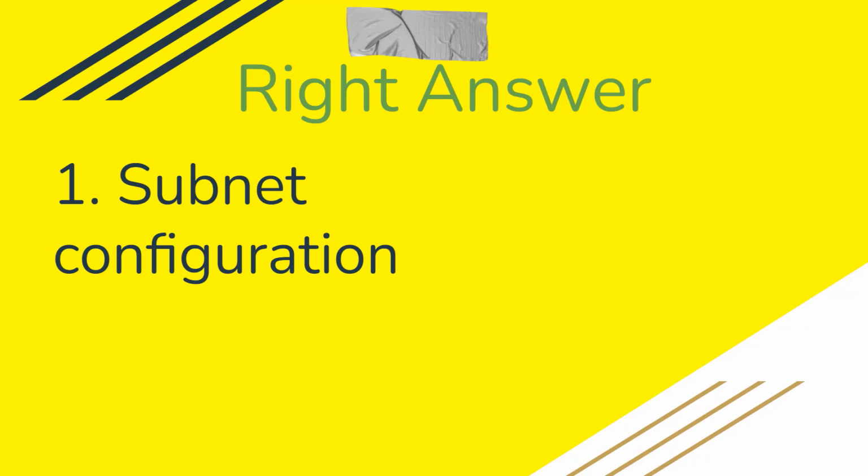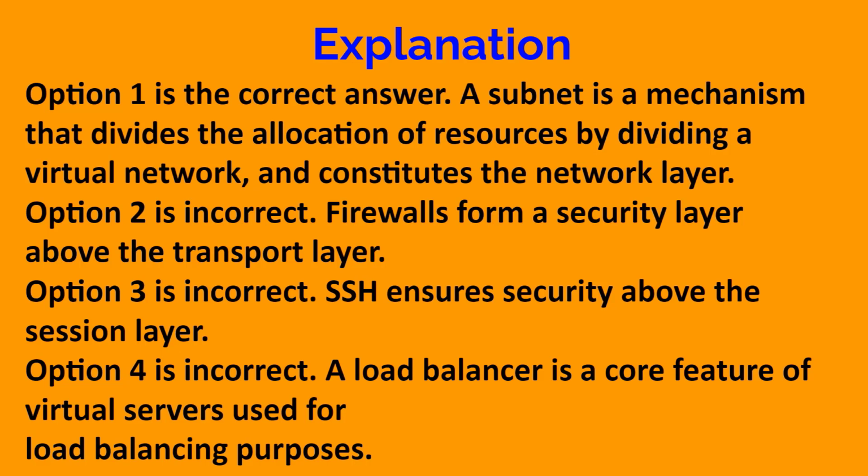Subnet configuration. Explanation. Option 1 is the correct answer. A subnet is a mechanism that divides the allocation of resources by dividing a virtual network and constitutes the network layer. Option 2 is incorrect. Firewalls form a security layer above the transport layer. Option 3 is incorrect. SSH ensures security above the session layer. Option 4 is incorrect. A load balancer is a core feature of virtual servers used for load balancing purposes.